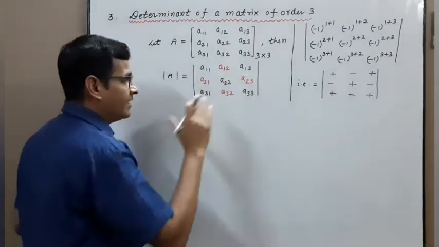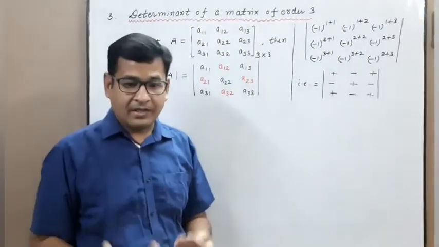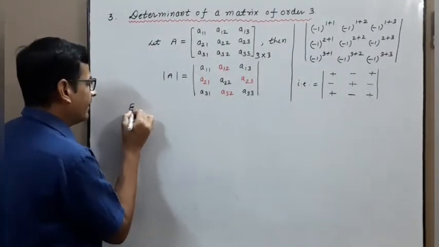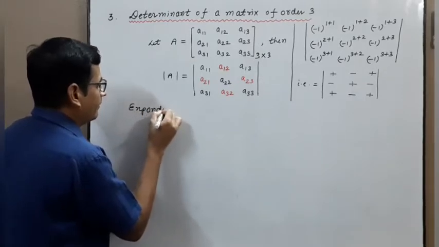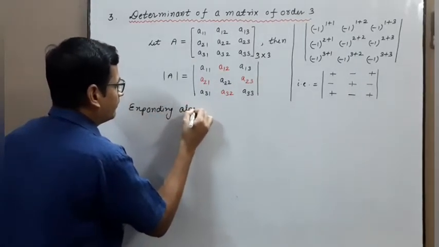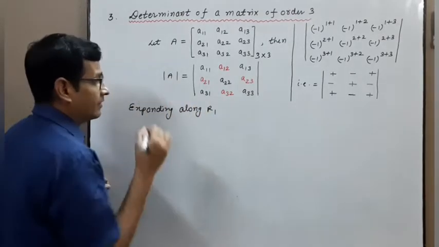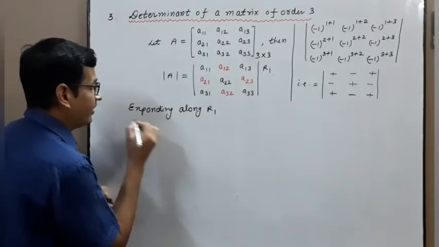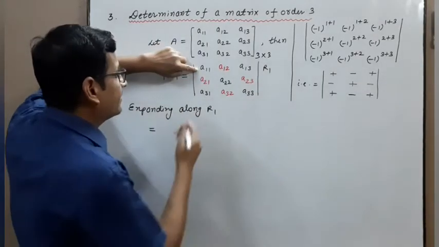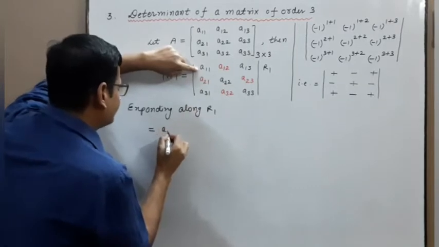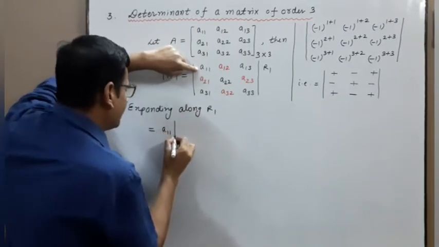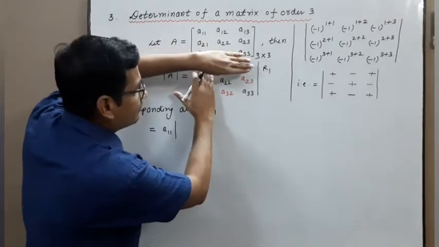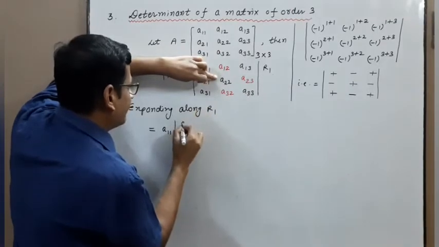Now how can we simplify? We can expand any determinant by R1, R2, R3 or C1, C2, C3. So first we are taking expanding along R1. Equal to, in R1 there are three elements. So A11 into the determinant obtained by eliminating first row and first column. Hide first row and first column and write the remaining four elements in the determinant.